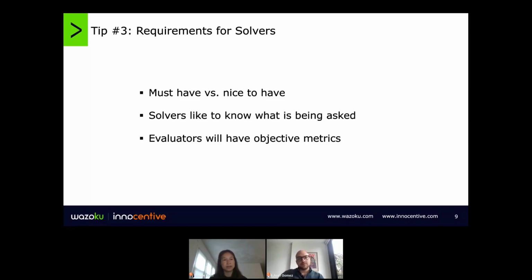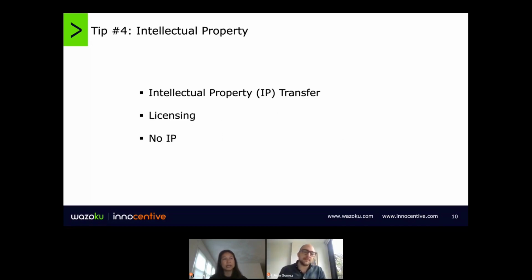Let's move on to tip 4, considering the intellectual property. The terms and conditions that I mentioned previously appear in the challenge-specific agreement, also known as the CSA. To win, in most cases, a financial reward, solvers must agree to specific conditions with respect to intellectual property. The most restrictive is IP transfer, in which the solver assigns the intellectual property in their solution to the seeker in exchange for an award.